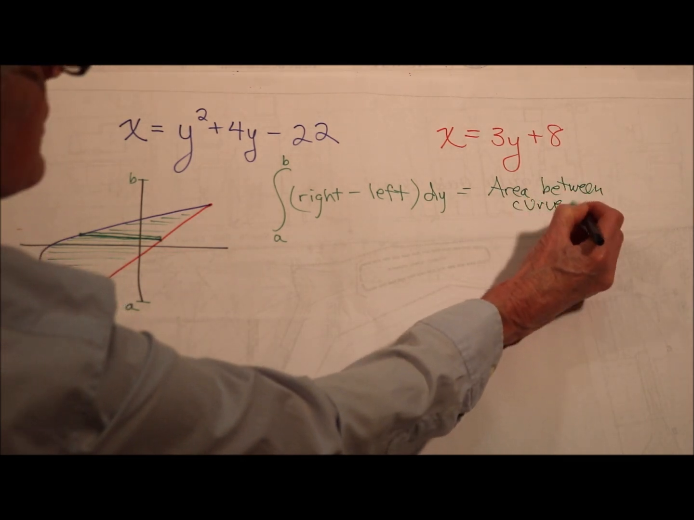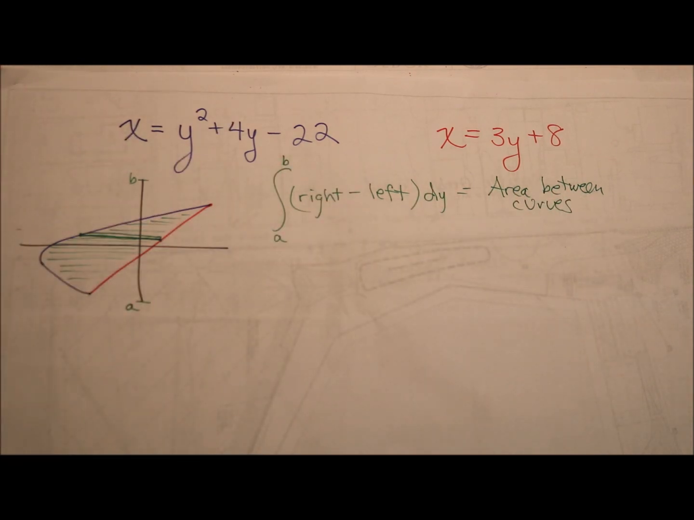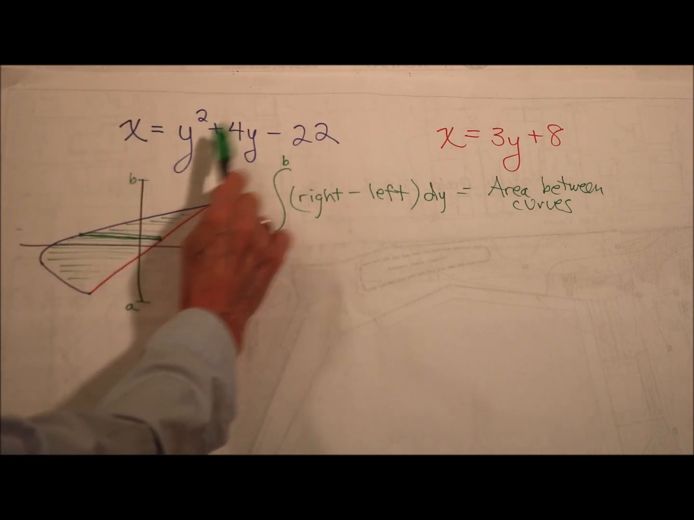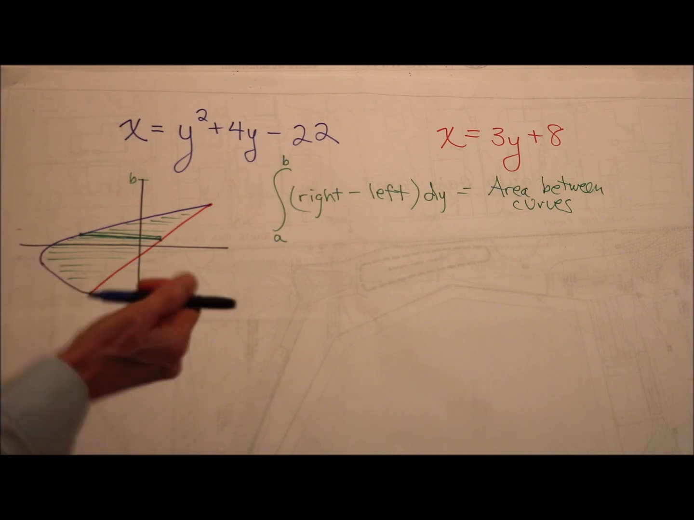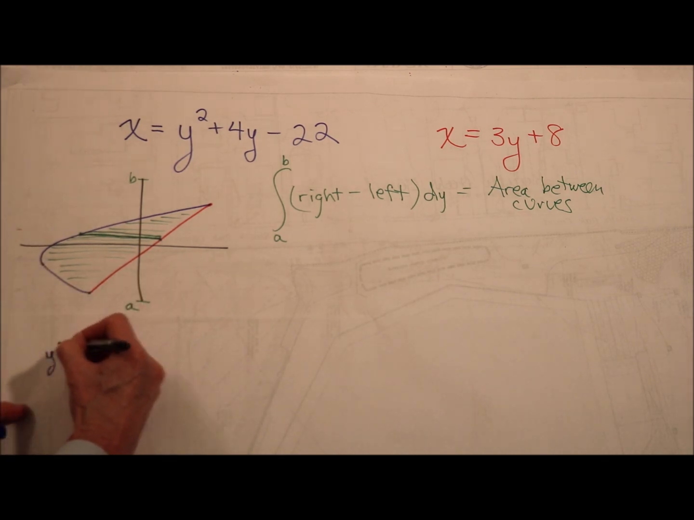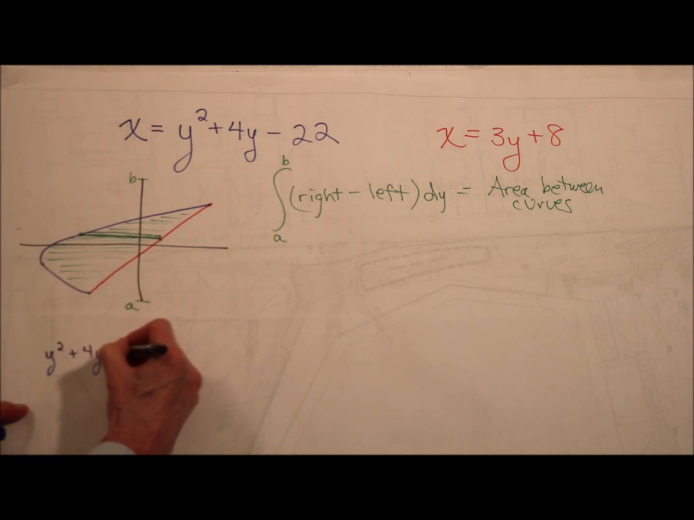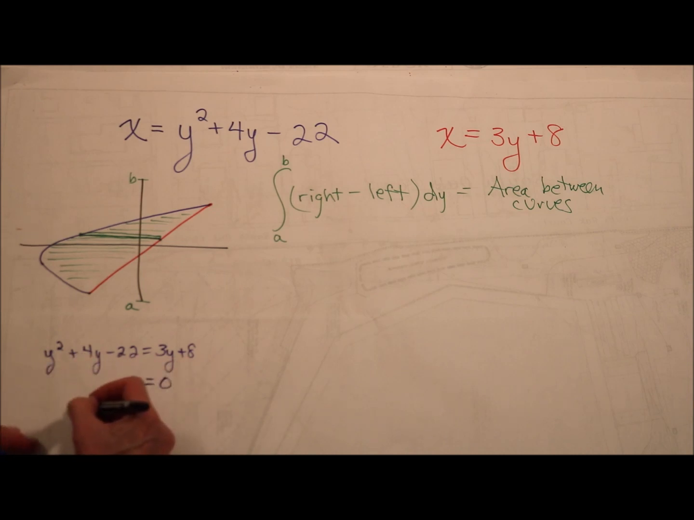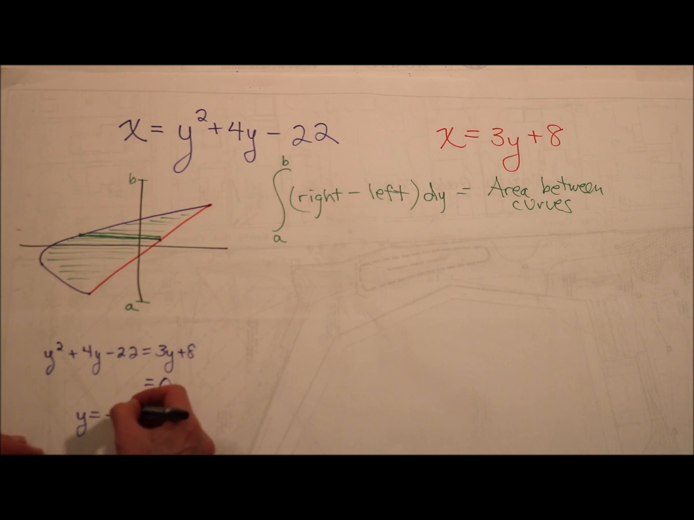So it's exactly what we did when x was our independent variable, but now y is our independent variable. So perhaps the first thing we should do is find the a and the b. We'll do it the same way. We can set those equal to each other. Y squared plus 4y minus 22 equals 3y plus 8. Set that equal to 0, and I think we will get y equals negative 6 and y equals 5.